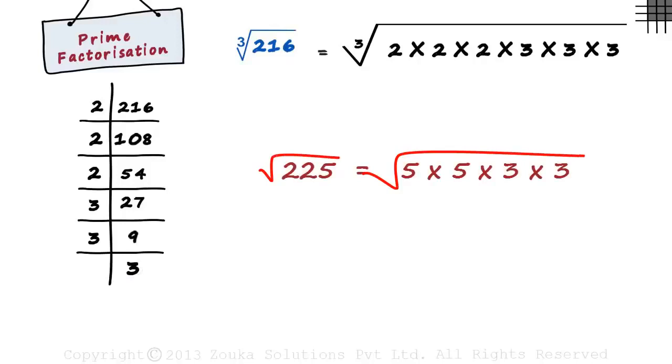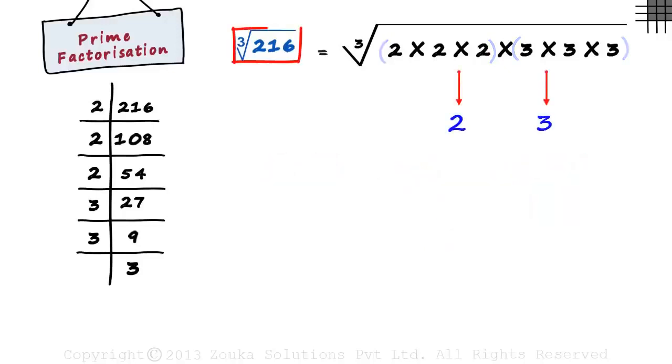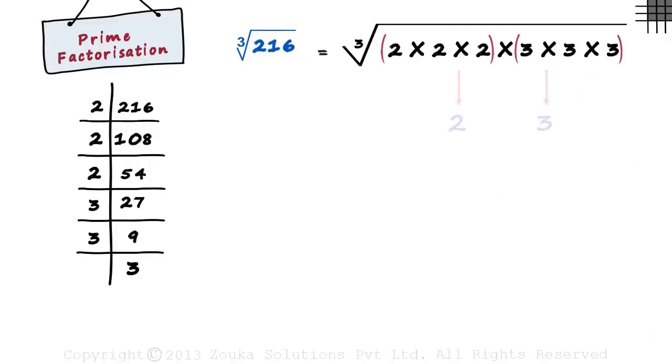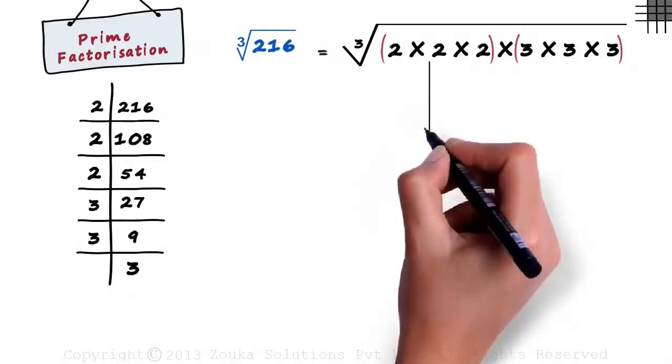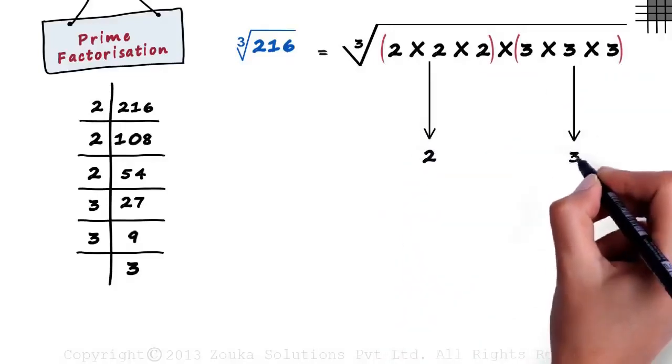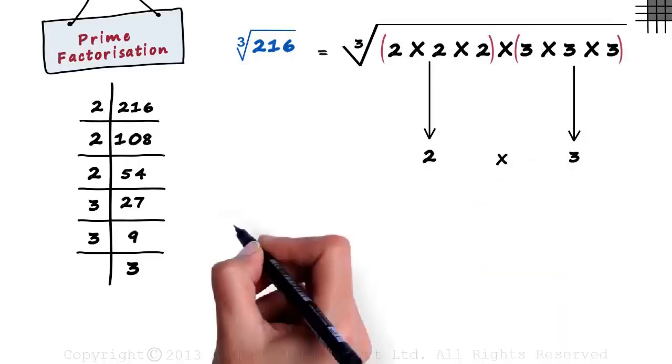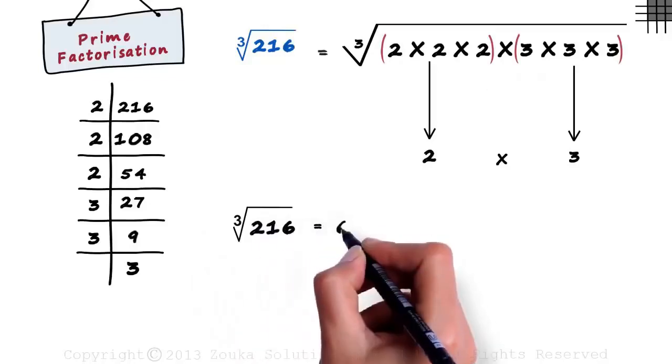If you remember correctly, in squares we made pairs of same numbers and chose one from each group. In cubes, we make groups of 3 same numbers and again choose one from each group. Hence, to find cube root of 216, we group the 3 2's together and the 3 3's together. And from each group, we pick just one number and multiply them. So from the first group, we pick 2, and from the second group, we pick 3. And after we multiply them, we get 6. Hence, the cube root of 216 equals 6.